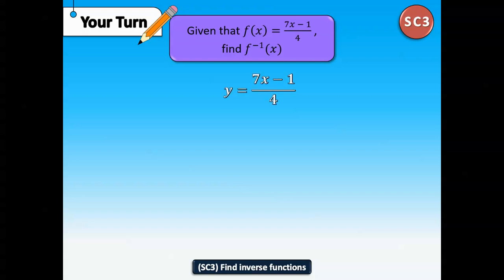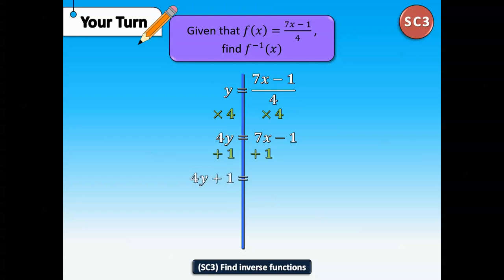So for this question, we're going to rearrange it so we've got it as x equals, so x is the subject. First of all, we get rid of the divide by 4 by timesing by 4. So 4y equals 7x minus 1. Then we need to get rid of the minus 1 by adding 1 to both sides. So 4y plus 1 equals 7x.